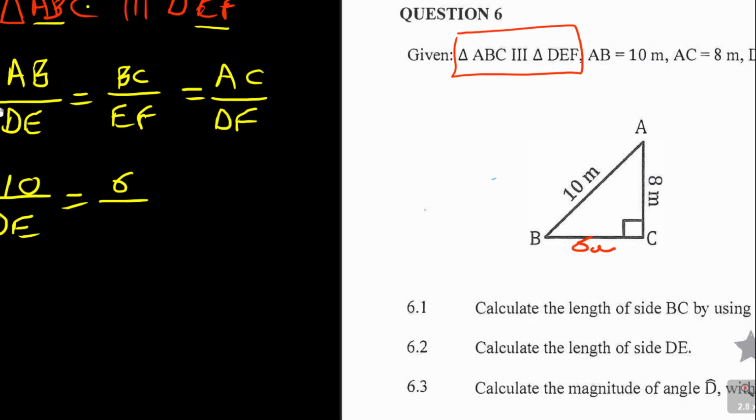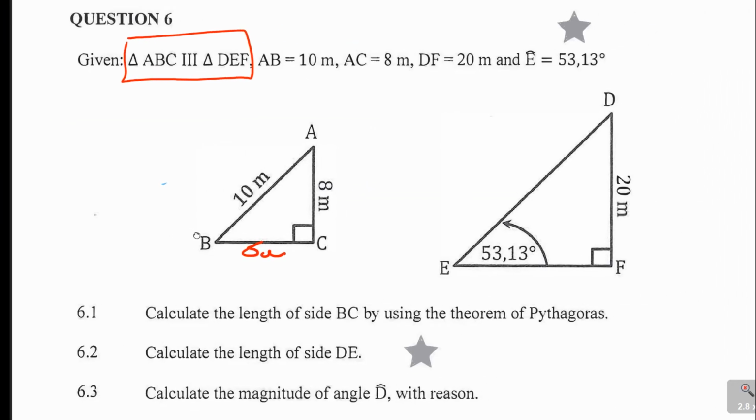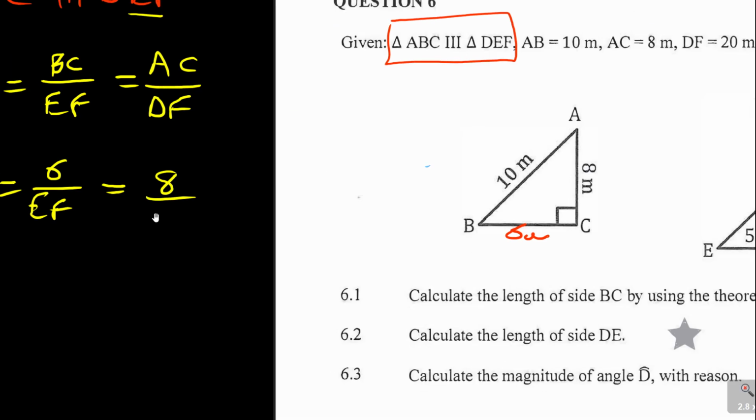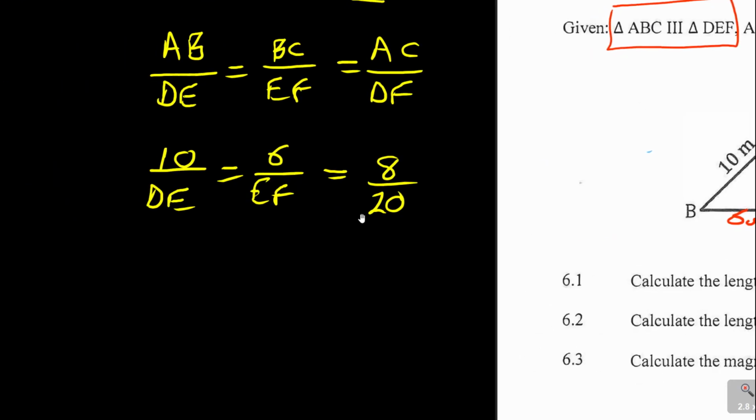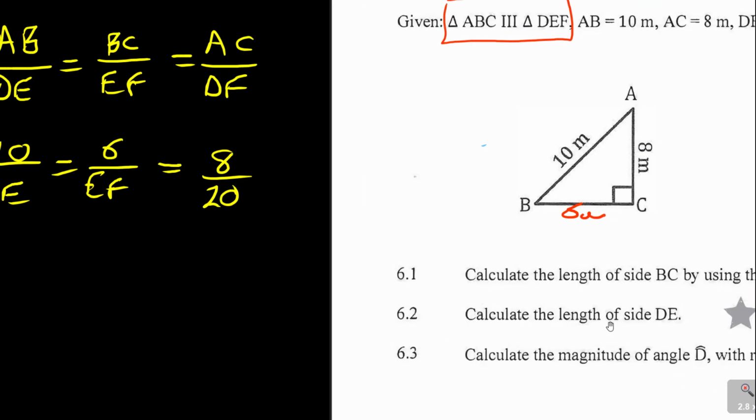EF, we are not given EF also, which is equal to AC, which is 8 over DF, which is 20. So now that's how you do it. When you've done that, you can see what I'm looking for. The question is to calculate the length of side DE.